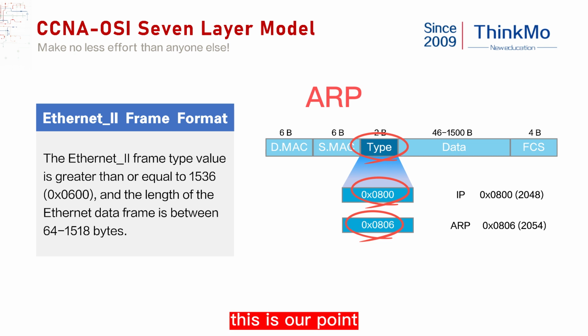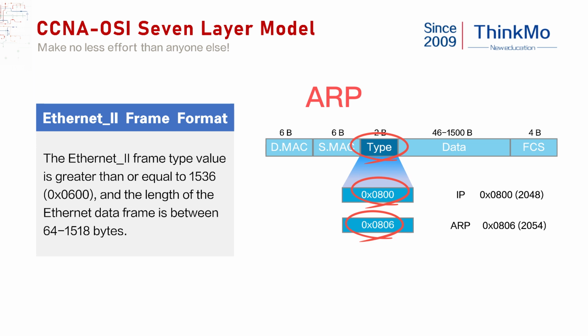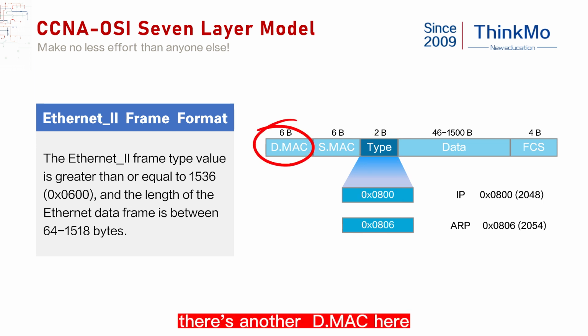This is our point, Ethernet II. This is a form of encapsulation of our data link layer. There's another D.MAC here. This is our destination MAC address.